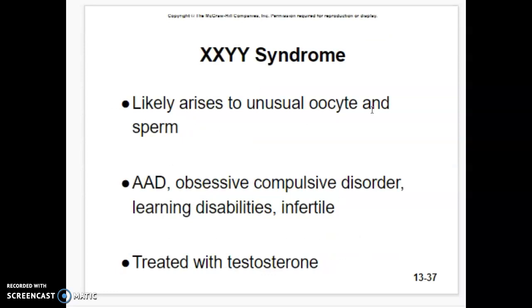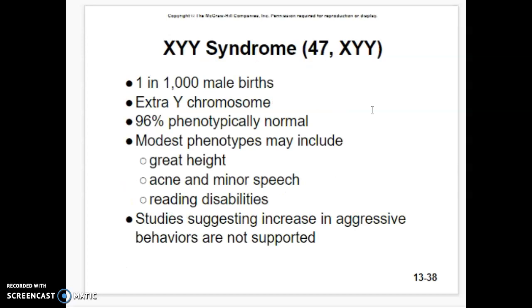XXYY, so probably had an irregular sperm or an unusual oocyte. Something went wrong there. Anyway, they have ADD, OCD, some learning disabilities, infertile. They will treat it with testosterone. XYY, sometimes known as Superman syndrome. 1 out of 1,000 male births, you got an extra Y chromosome.